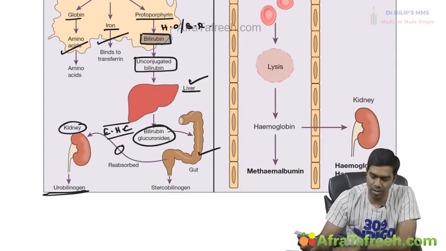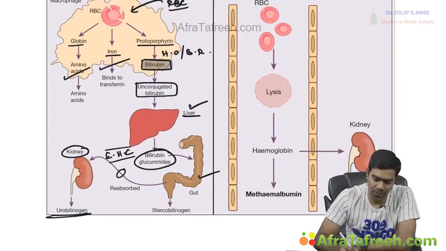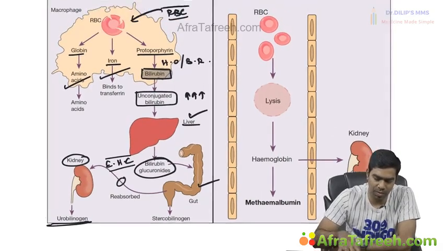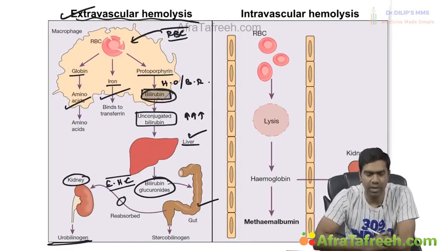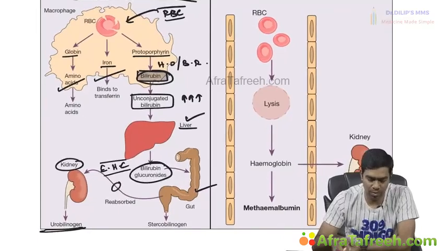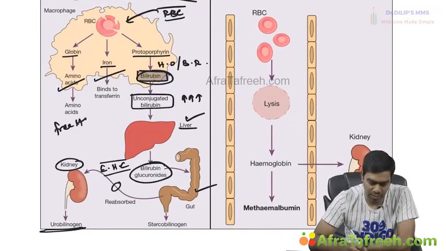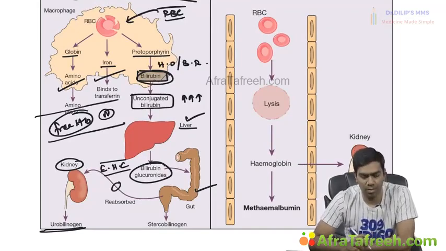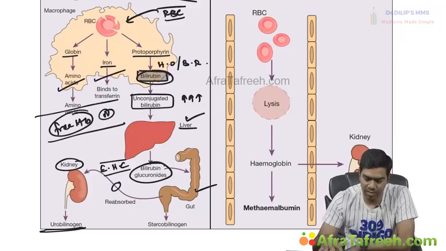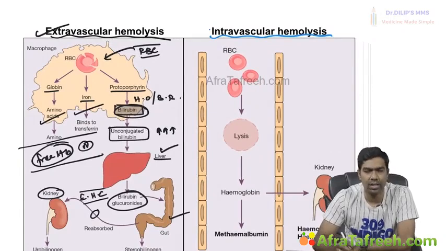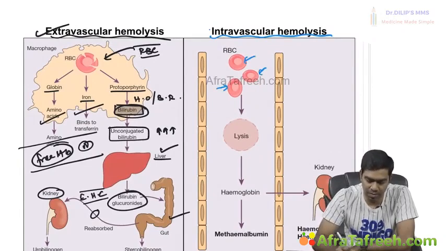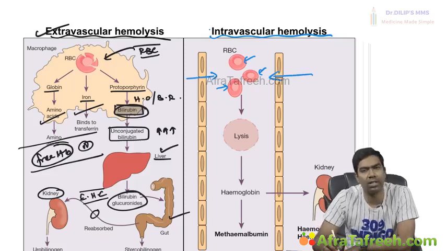So in general, the increase in unconjugated bilirubin will be too much in extravascular hemolysis. That is because they produce more bilirubin. That's it. They don't release free hemoglobin, so free hemoglobin levels will be normal in extravascular hemolysis. Whereas in intravascular hemolysis, what typically happens is that the RBCs get sheared up within the vessel, inside the vessels, within the intravascular compartment.